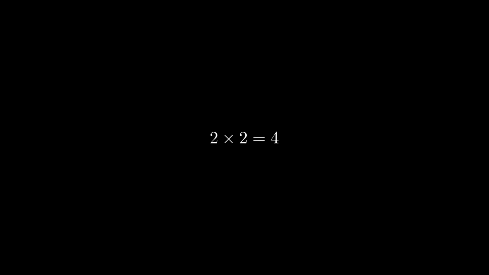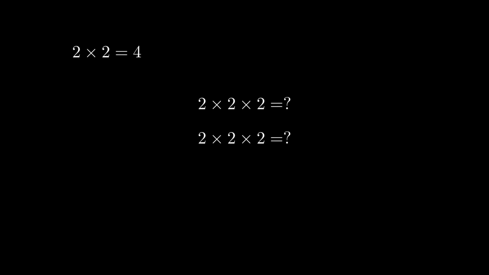2 times 2 equals 4. So we'll put that aside and keep that for later. Now we can ask, what is 2 times 2 times 2? Well, notice that if we look at the last couple of 2's there, we can use the fact we already know and replace 2 times 2 with 4, simplifying our equation. And then we know 2 times 4 is 8. So 2 times 2 times 2 is 8.